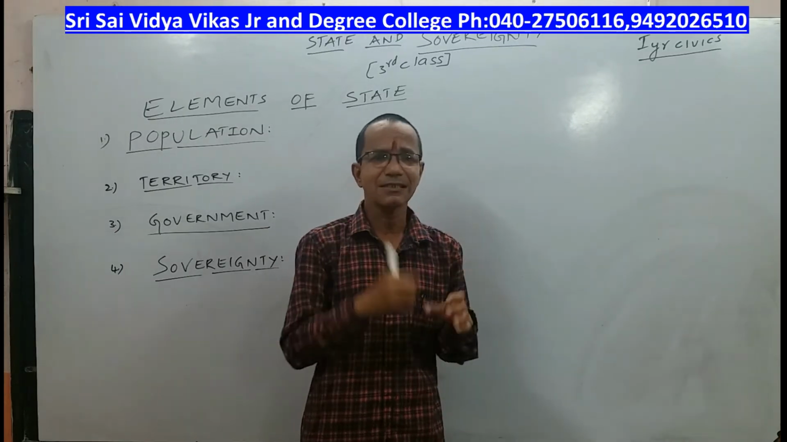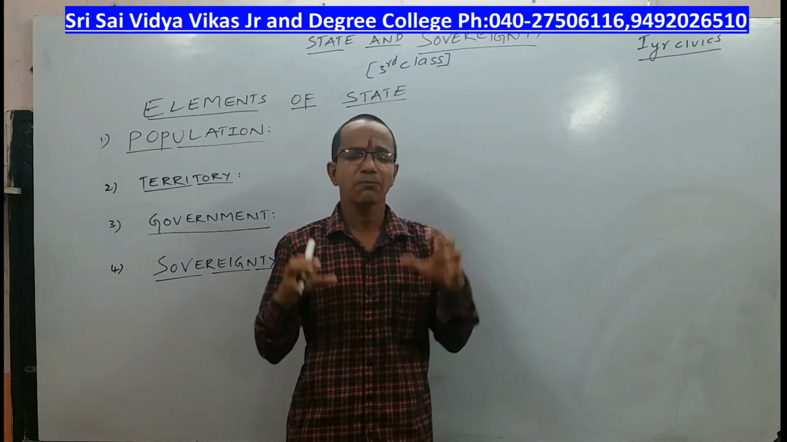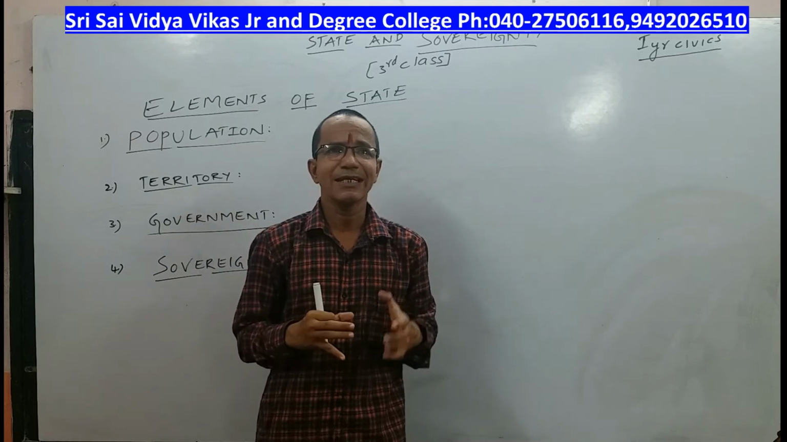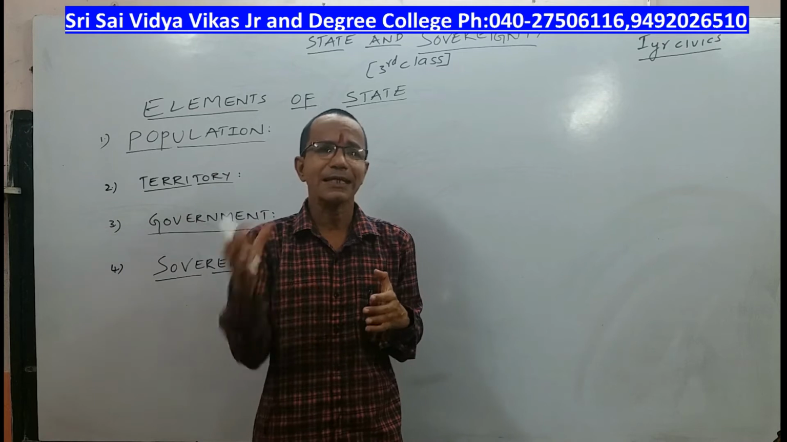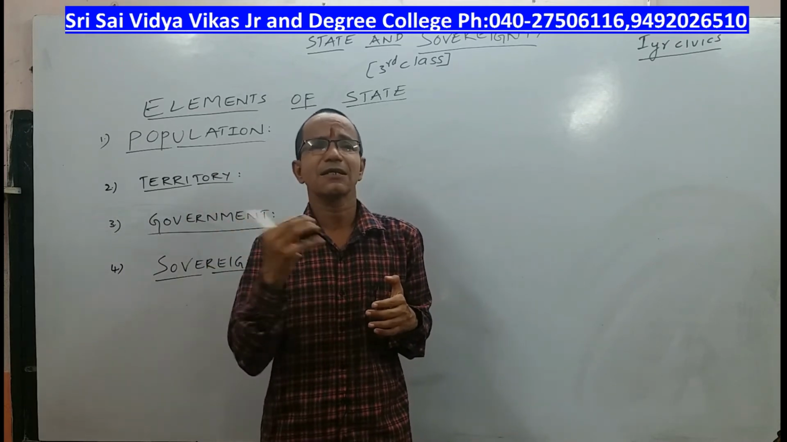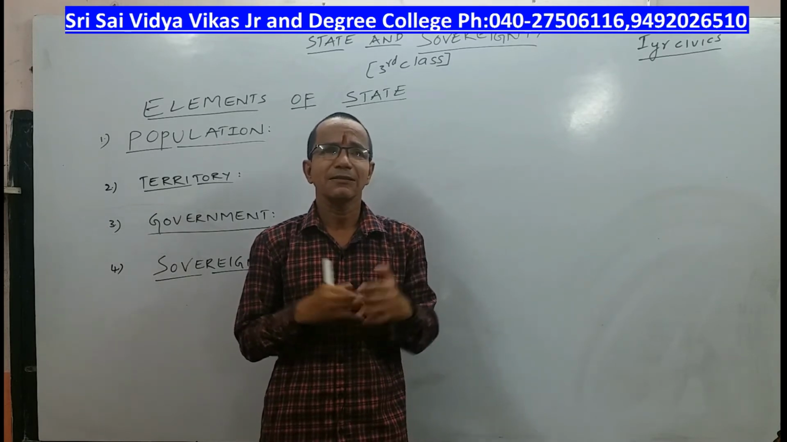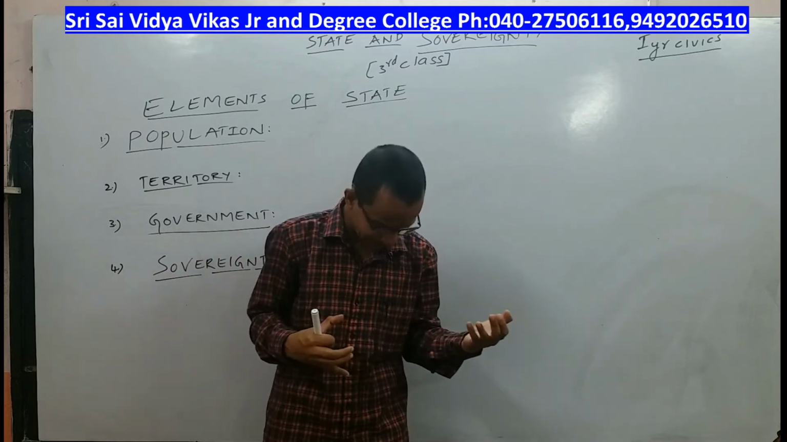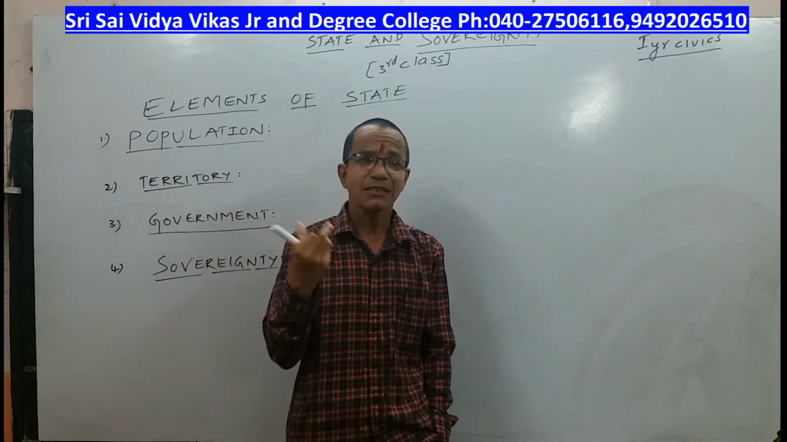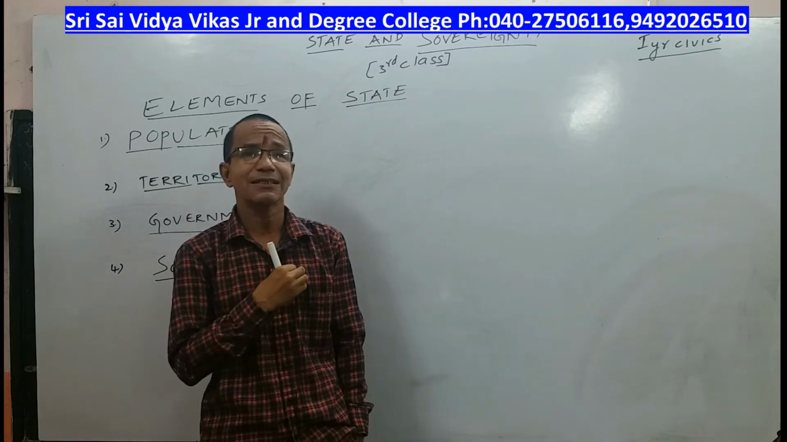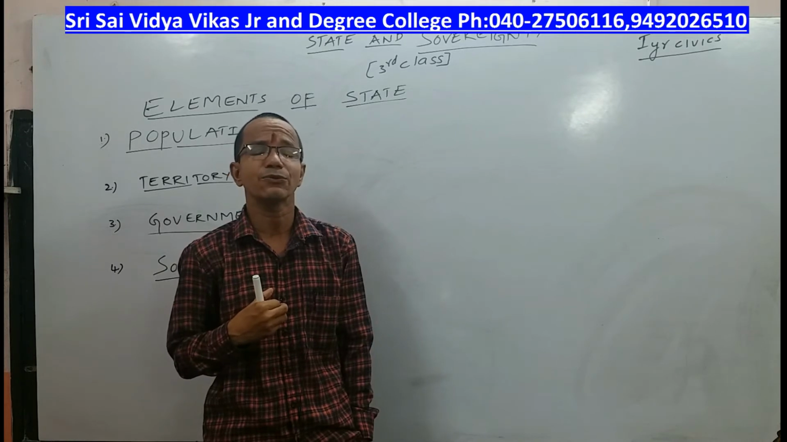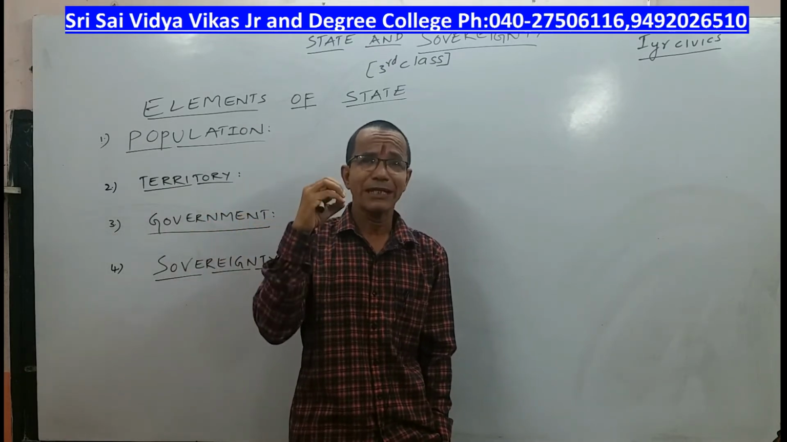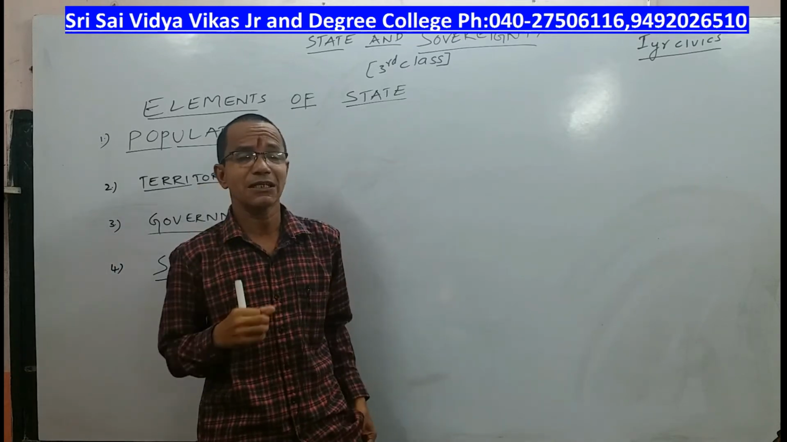The brief explanation for the definition is that there shall be a population. That population may be more or less, and they are living in a fixed territory. The territory may be either independent or under external control, and that territory is governed by a government. The inhabitants of the territory, that means the people who are living within that territory, are always obedient to the government. This is the basic, precise description of the definition of the state.